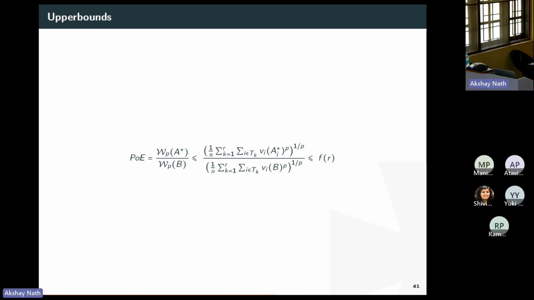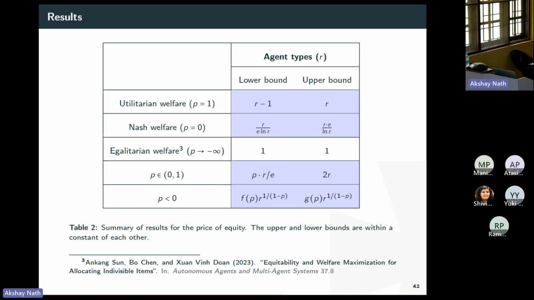So that says that to bound that ratio for the generalized P-mean welfare, you just have to look at the A star Nash optimal and the truncated B allocation. So you plug in the values of the P-mean welfares here and we get the bounds. Again, I'll skip the calculations, but whenever we plug in the appropriate substitutions in the previous ratio, we get these upper bounds as follows.